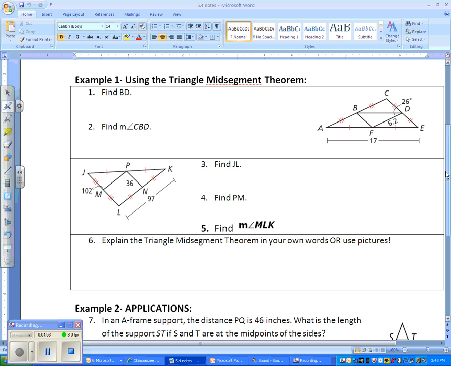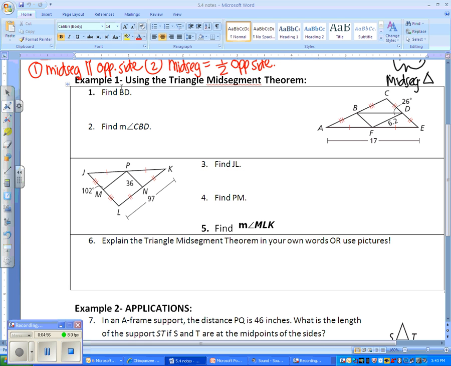So for number one, it wants us to find a side length BD. I'm going to scroll up just a little bit.